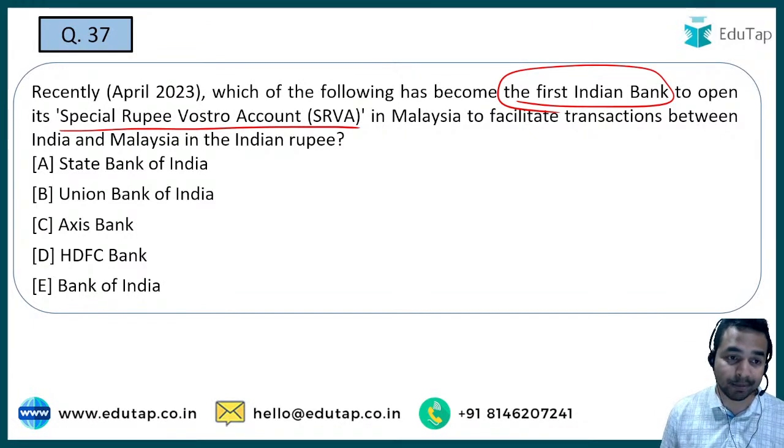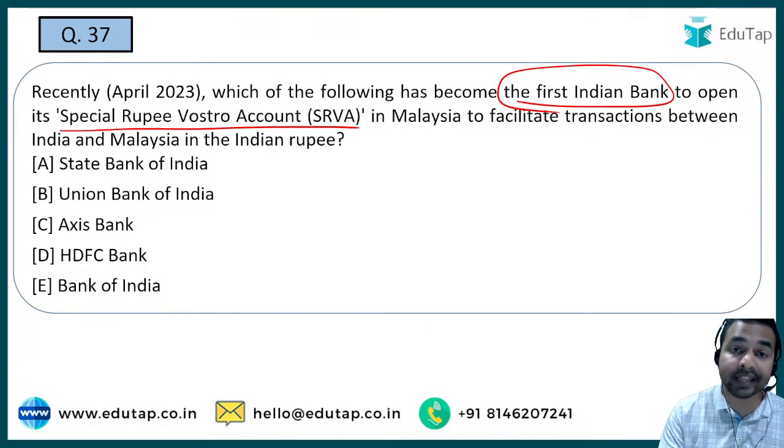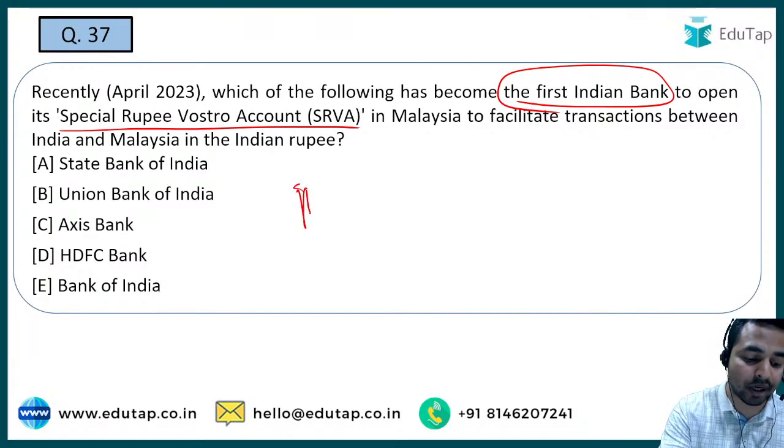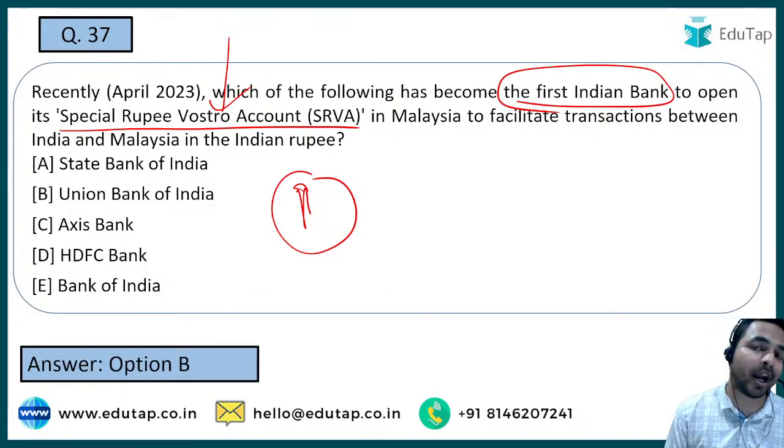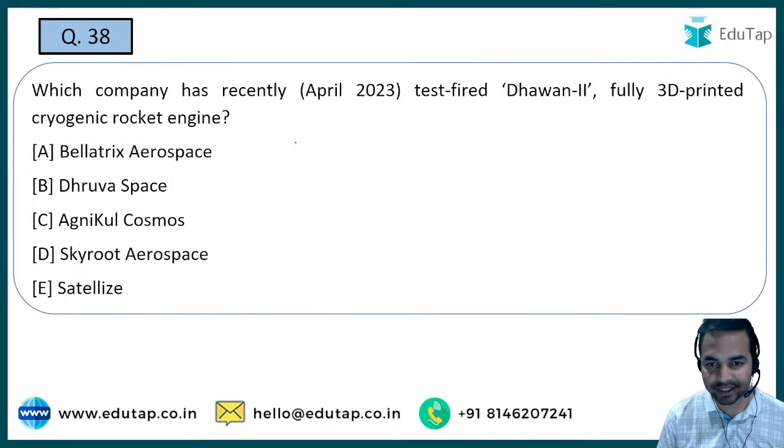So guys, here let me tell you that to push the rupee as an international currency and to promote the growth of the global trade, RBI has recently, see in July 2022 RBI ने यहाँ पर एक नया मैकेनिज्म लॉन्च किया था जिसका नाम था स्पेशल रूपी वॉस्ट्रो अकाउंट, and the name of that particular bank which has basically become the first Indian bank to launch this particular account, it is the Union Bank of India is the right answer. Now the next question.